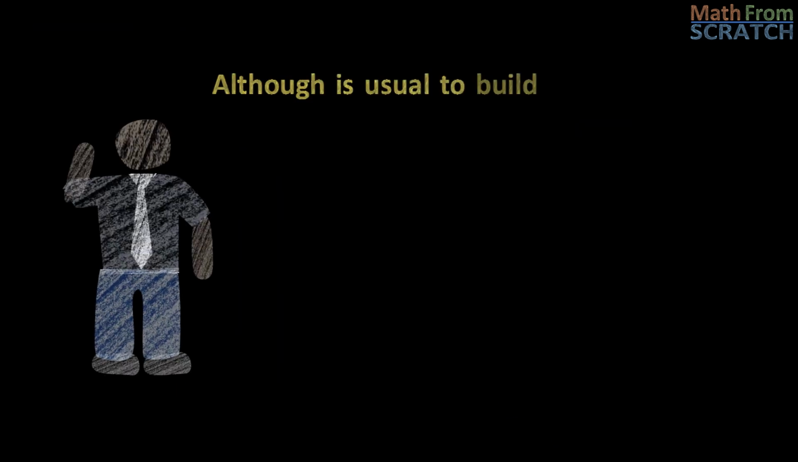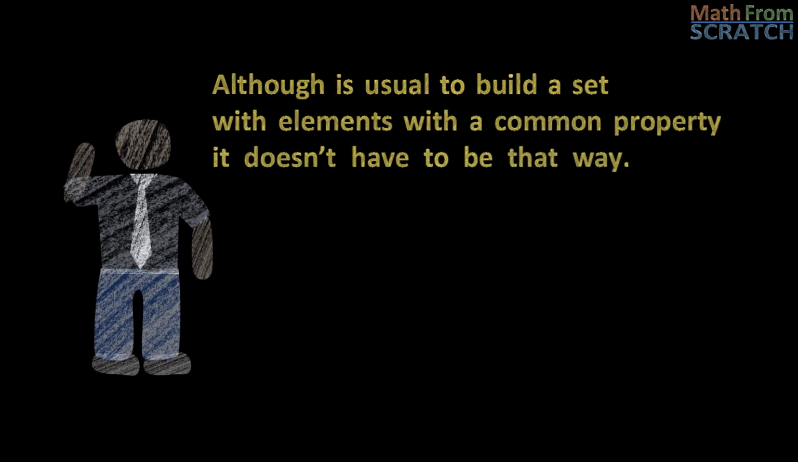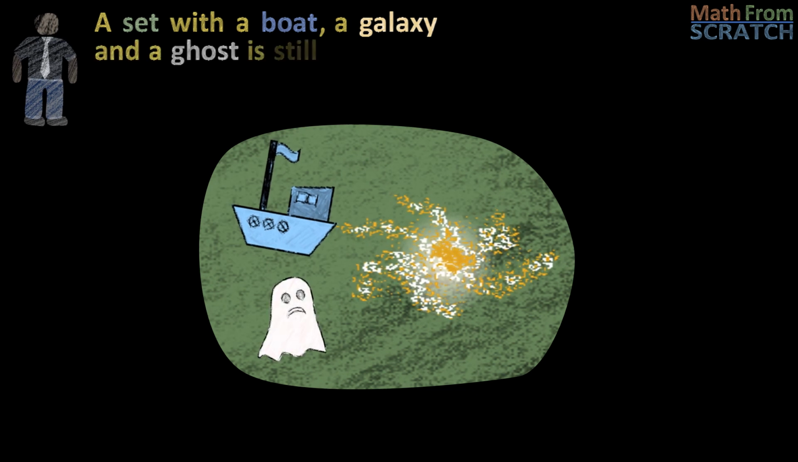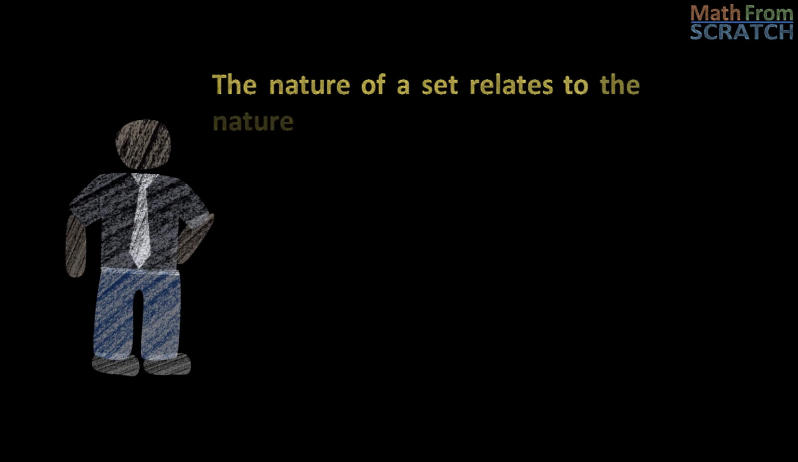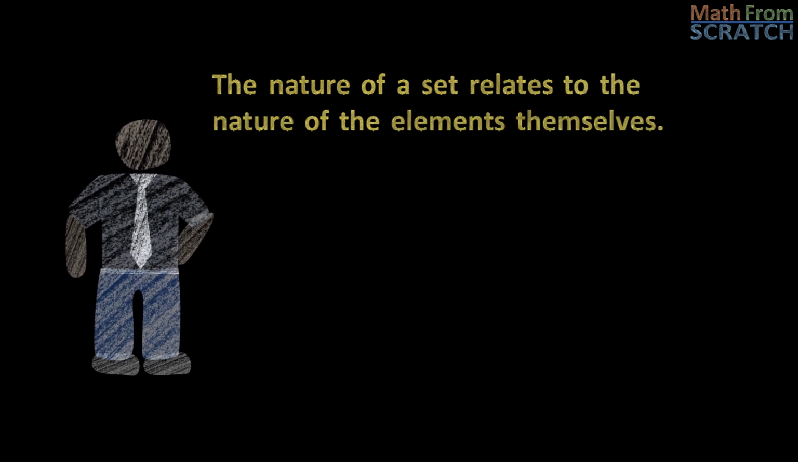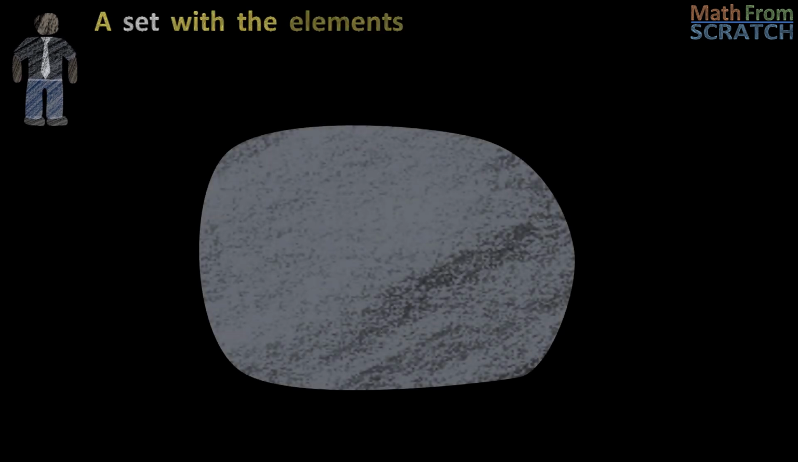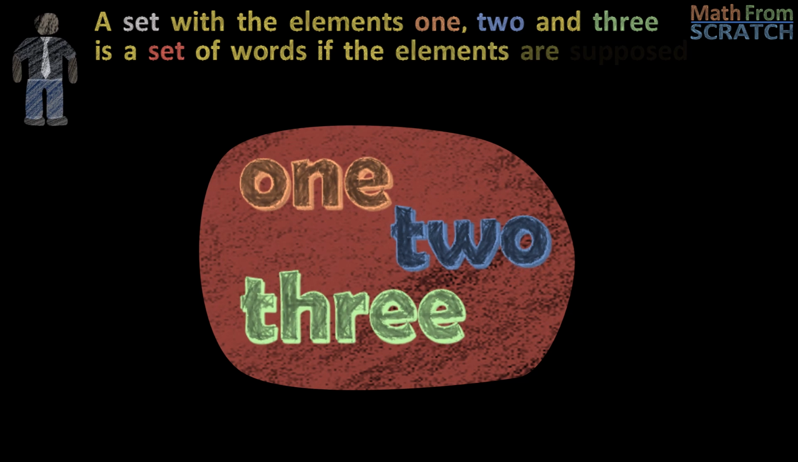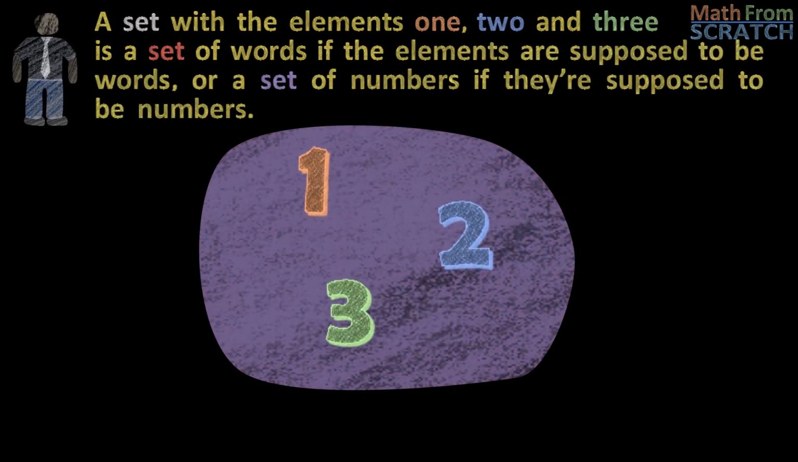Although it is usual to build a set with elements with a common property, it doesn't have to be that way. A set with a boat, a galaxy, and a ghost is still a set. The nature of a set relates to the nature of the elements themselves. It's not about how they are represented. A set with the elements 1, 2, and 3 is a set of words if the elements are supposed to be words, or a set of numbers if they're supposed to be numbers.